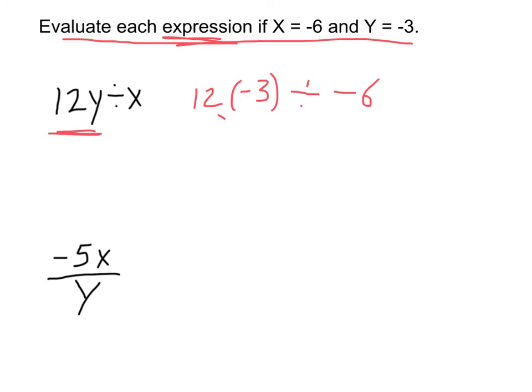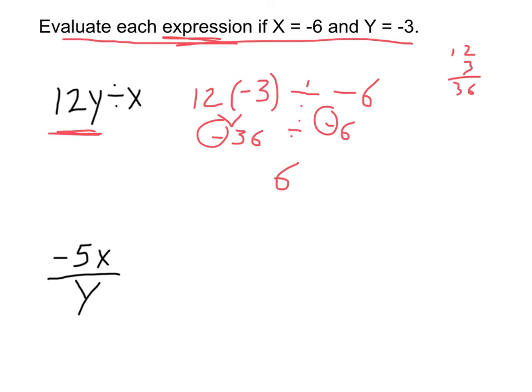So when I look at this, I know that 12 times 3 is 36, and I see that I have one negative, so I'm going to have negative 36. I'm going to divide that by negative 6. And I know that 36 divided by 6 equals 6, and I have a negative here and a negative here, so I know my answer is going to be positive. So my answer there would be 6.